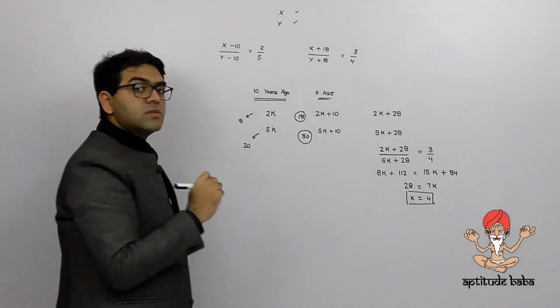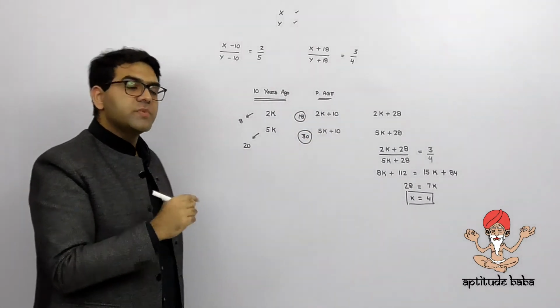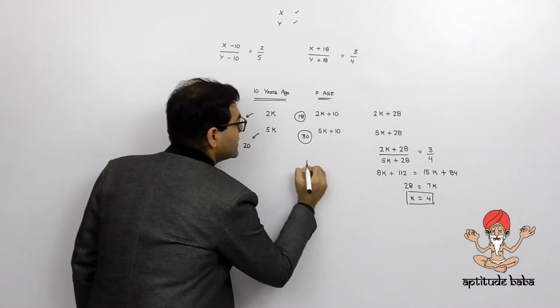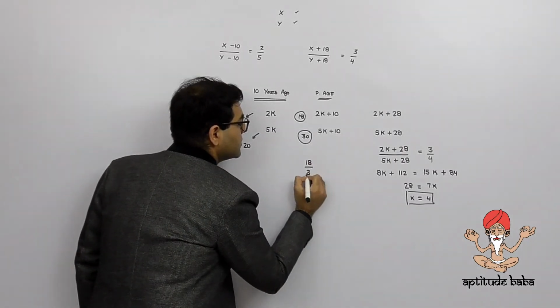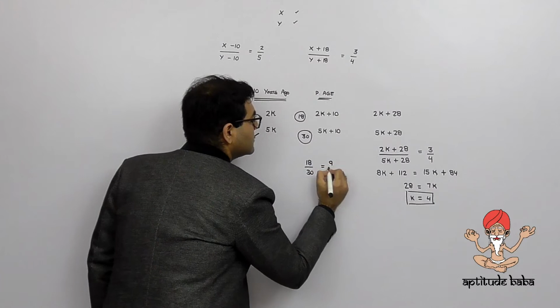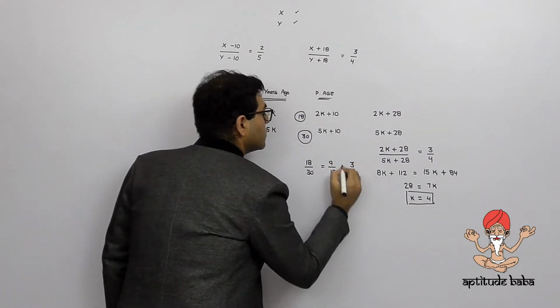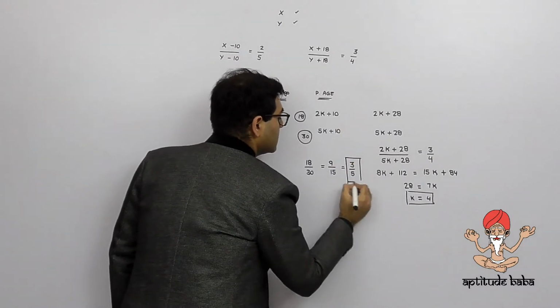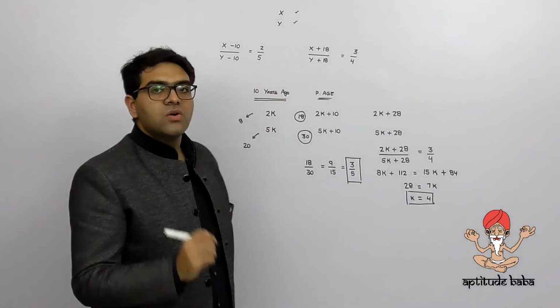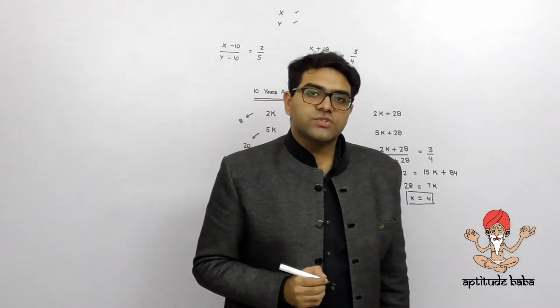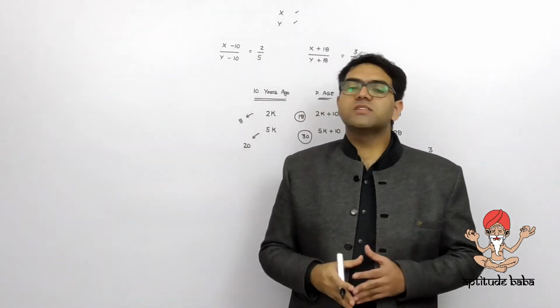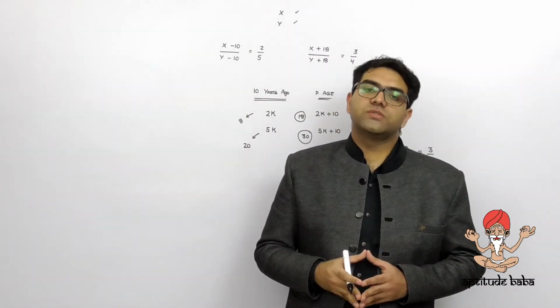My given question requires me to find the ratio of their present ages. So the ratio of their present ages ends up becoming 18 is to 30, which is nothing but 9 is to 15, which indeed resolves to 3 is to 5. So the ratio of their present ages is 3 is to 5. Hopefully that was an easy question. With this, we end our discussion on the questions of ages.